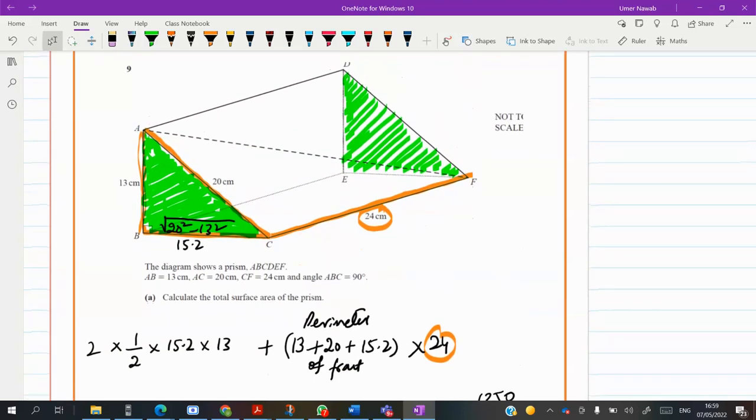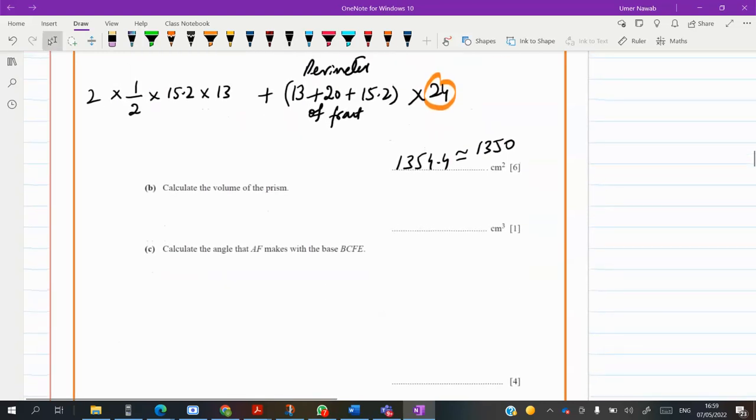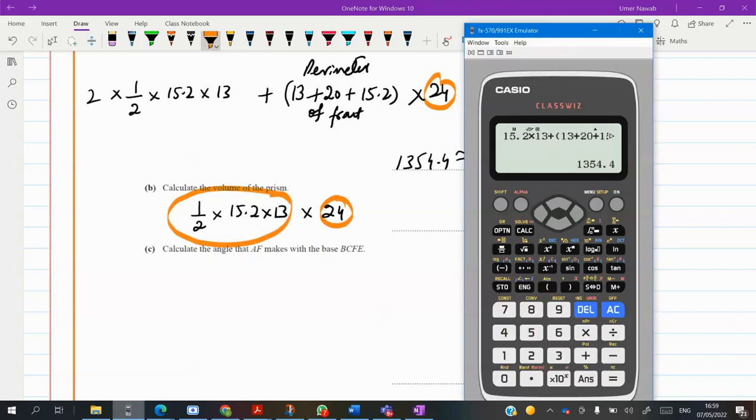Volume of a prism. Volume of prism is the cross sectional area times the back length. So cross sectional area is half times 15.2 times 13, which is a triangle, times with 24. Okay, so 0.5 times 15.2 times 13 times 24, it gives us 2371 or 2370.